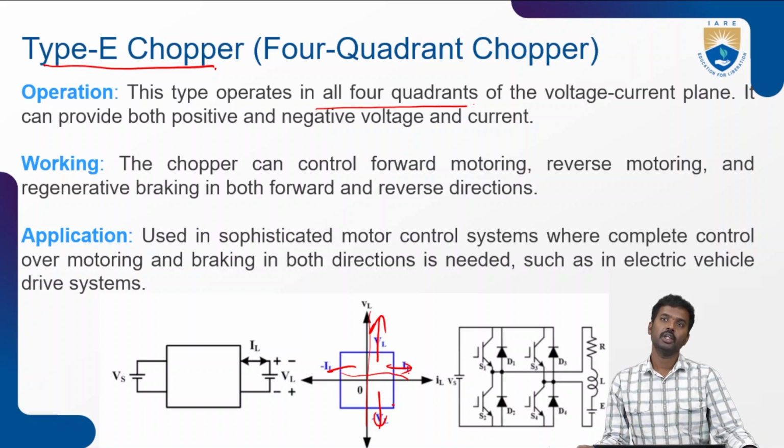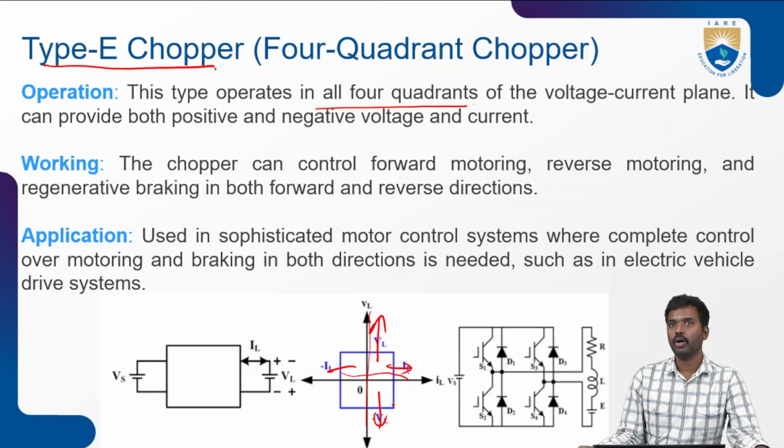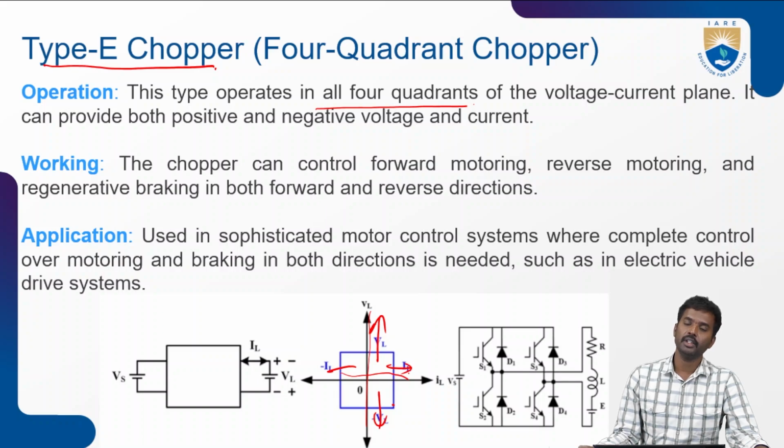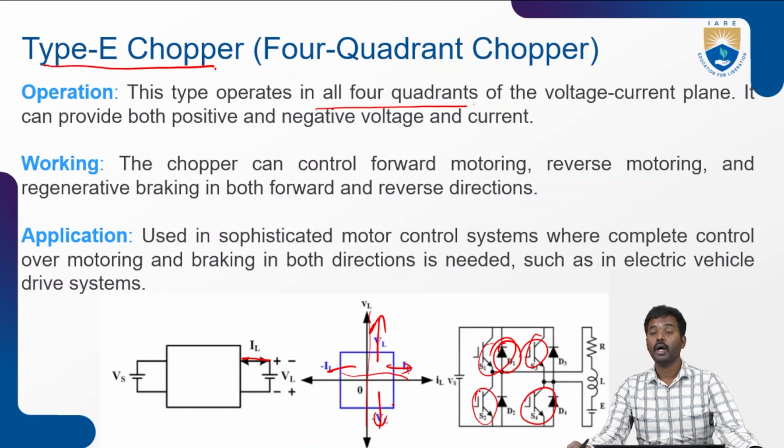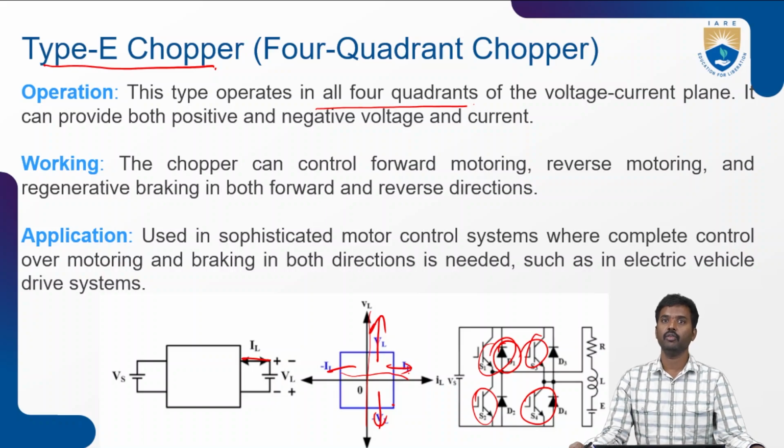So this chopper can be controlled in forward motoring mode, reverse motoring mode, and regenerative braking mode in both forward and reverse direction. So this is the circuit diagram. D1, switch S1, S4 and S3 and S2, and D1, D2, D3, D4.